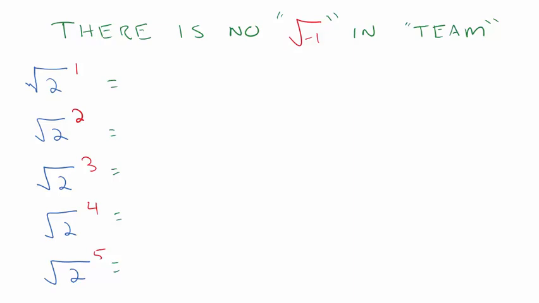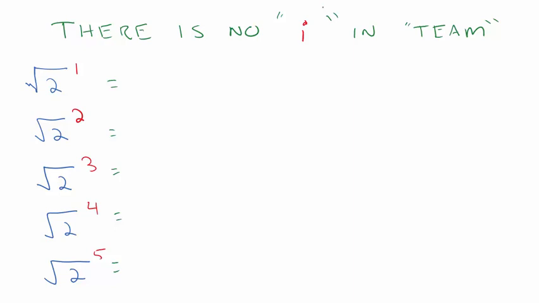I used to be on the math team in high school, and on the back of our math team shirts, we had this saying: there is no square root of -1 in team. Now, based on what you know, you should be able to crack this riddle. Square root of -1 is the same thing as i. So what it's really saying is there is no i in team. Wah, wah, wah.